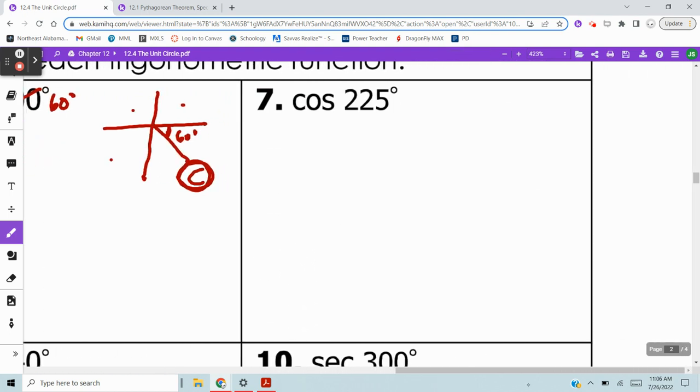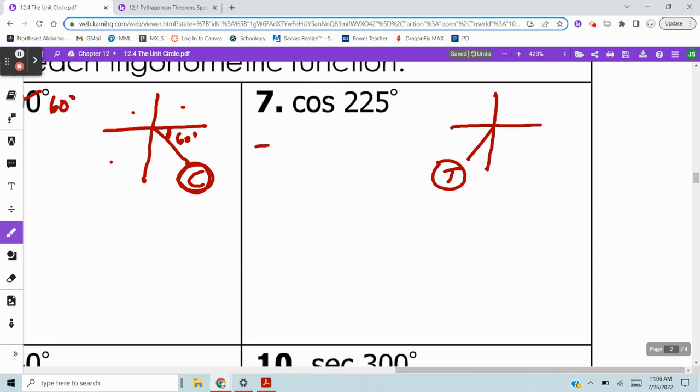Number 7. Step number 1, 225. Let's draw it. This is 90, 180, 270, so it's somewhere here. Let's determine positive or negative. That's going to be all students take calculus. The only thing positive in the third quadrant is tangent, so therefore our answer will be negative.